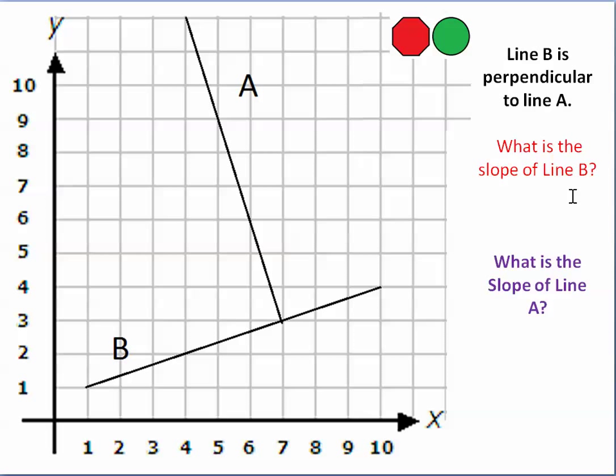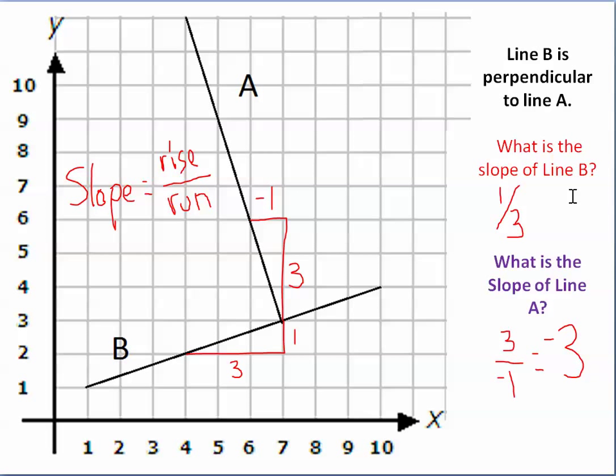Okay, let's see how you did. Well, slope is simply just rise over run. And so if we take a look here, if we were to start right here and go positively 1, 2, 3, and then up 1, we'd cross the line again. So my rise is 1 and my run is 3.